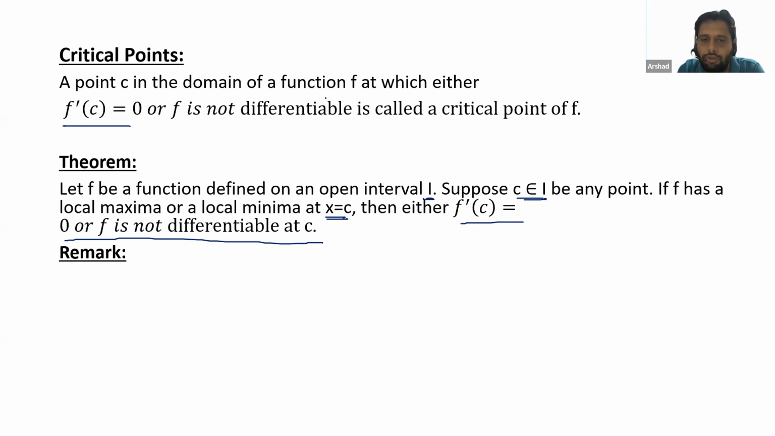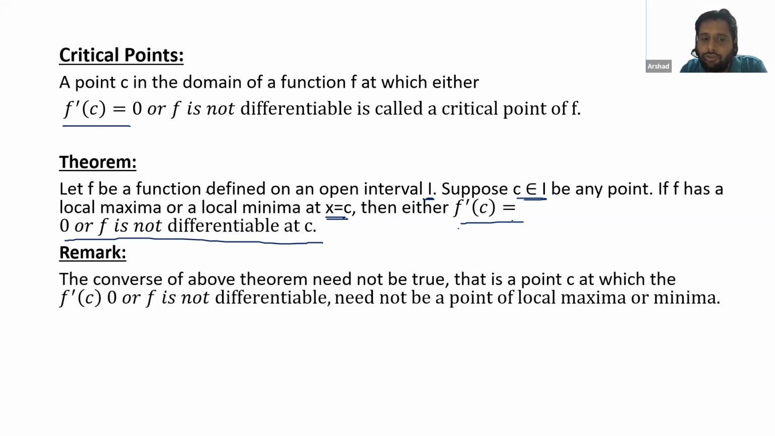I have discussed this point already with you: if local maxima and local minima exist, then they will exist at the critical point. The same thing is written here. They're saying that at this point c, the derivative is 0 or f is not differentiable. So that means this c is a critical point. I hope this is clear to everyone.